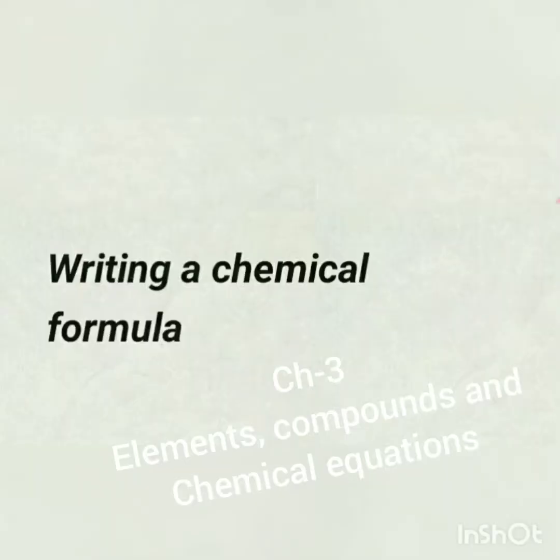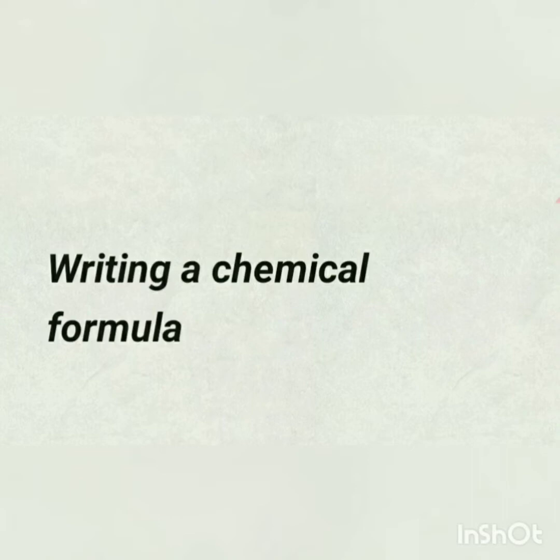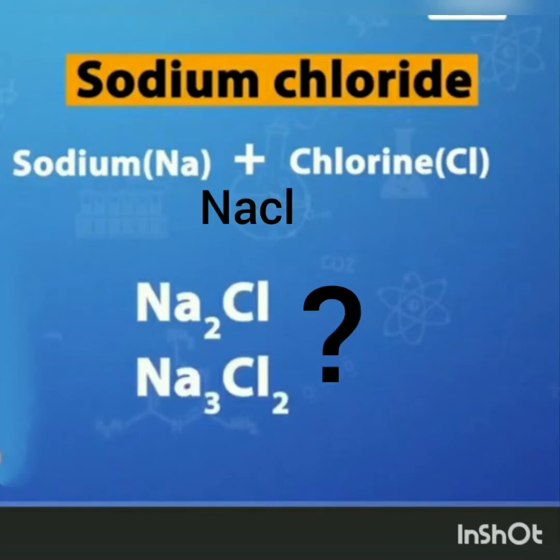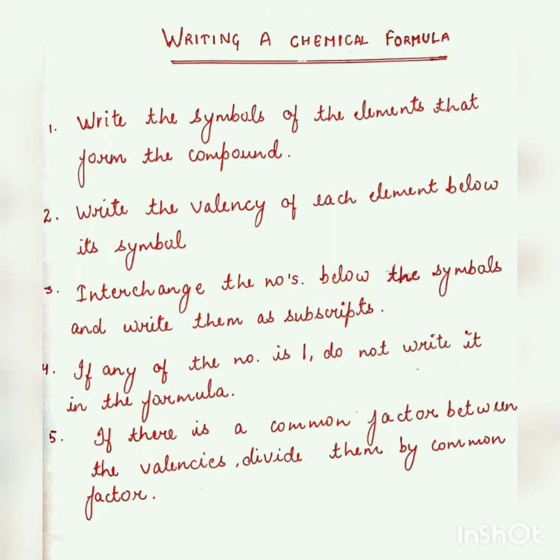In today's video, we will learn how to write a chemical formula of a compound. You know this compound? Yes, common salt used in our houses, also known as sodium chloride. Chemical formula of sodium chloride is NaCl. Can't I write it like Na2Cl or Na3Cl2? So how to write a chemical formula? This thing we will learn today. So let's begin and try to understand.